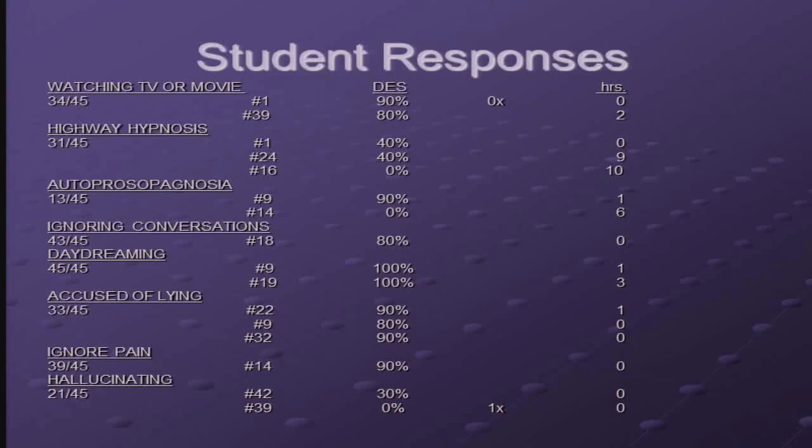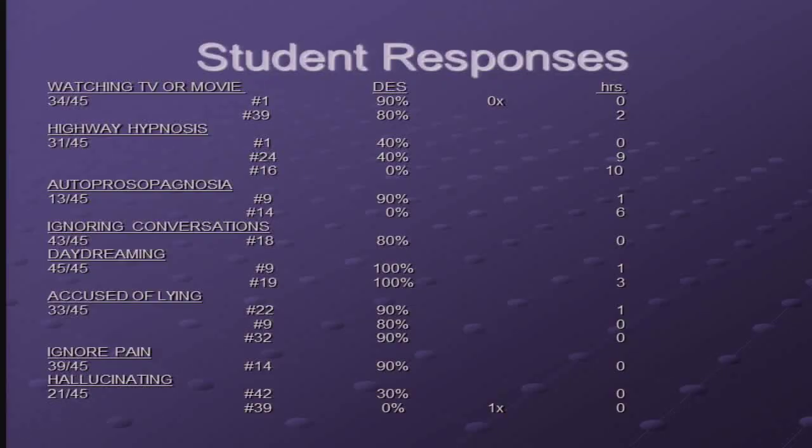Autoprosopagnosia is one of those $3 words you will never see outside of a spelling bee or a neurology unit. It means the inability to recognize your own face. It is extremely rare. It is extremely debilitating. Nonetheless, 13 of our students in our little town of 5,000 people suffer from this rare malady, one of whom said he doesn't recognize himself 90% of the time for 1 hour a day.